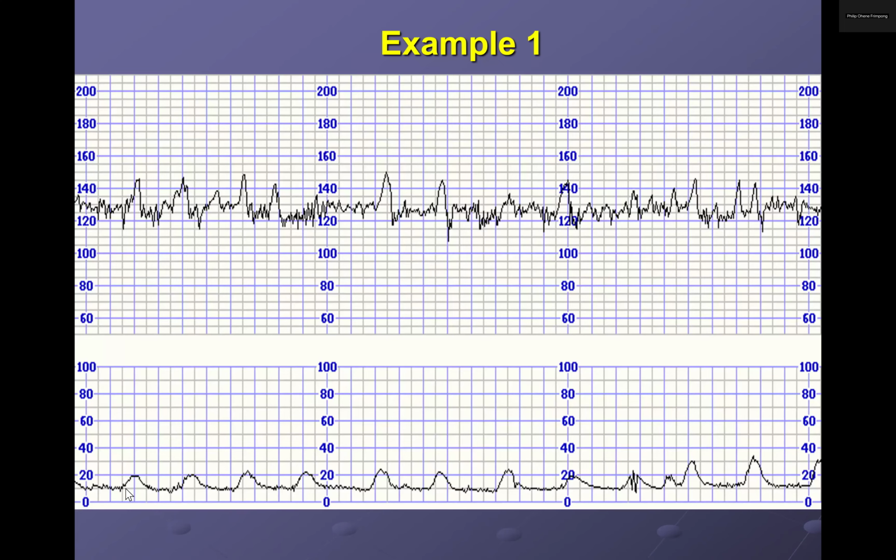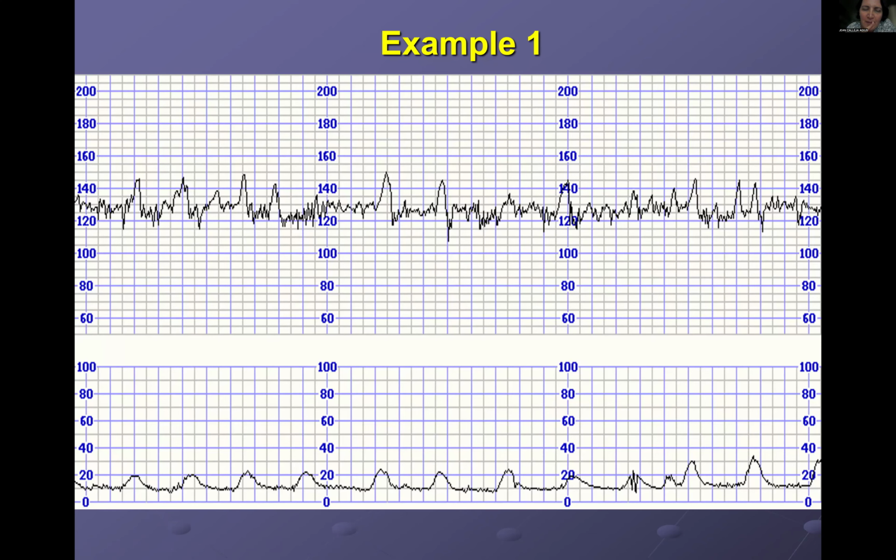For C, contractions, I do see about 4 contractions in 10 minutes. You're right. Here there are about 3, and here there seems to be 1, 2, 3, 4, 5. But on average, it's 4 contractions every 10 minutes. Very good.